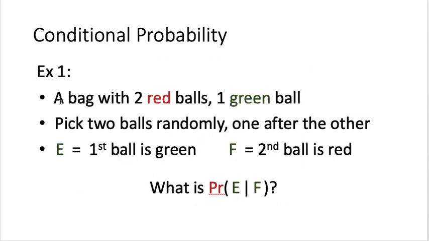Okay, so let's have some examples to check our understanding. The first example is we have a bag with 3 balls. 2 of them are red and 1 of them is green. We are going to select 2 balls randomly, one after the other. So we pick 1 ball out, and then with the remaining 2 balls, we pick another out. Let us define E to be the event that the first one is a green ball, and F is the event that the second ball is red. And then we want to find out the probability of E given F.